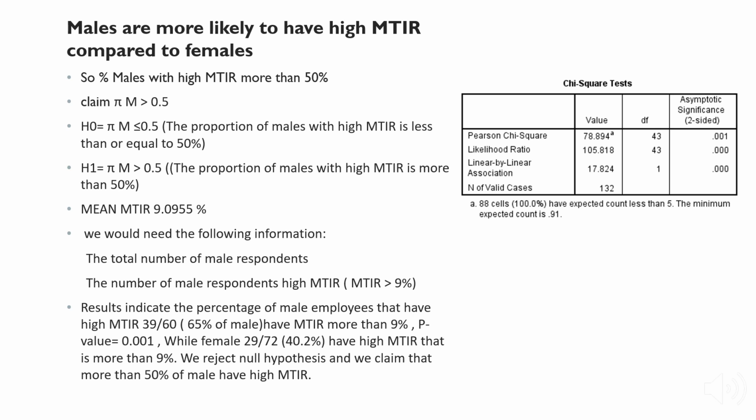Here we are testing that males are more likely to have high MCIR compared to females. Results indicate that the percentage of male employees that have high MCIR is 39/60, which means 65% of males have MCIR more than 9%, p-value equals 0.001, while for females 29/72, which means 40.2% have high MCIR that is more than 9%. We reject the null hypothesis and we claim that more than 50% of males have high MCIR.